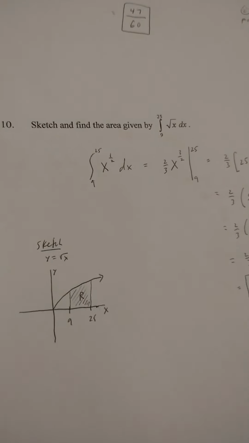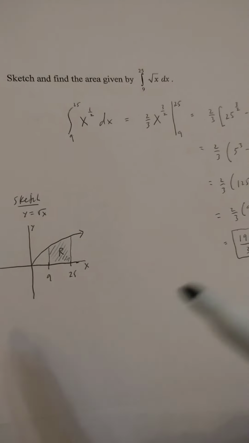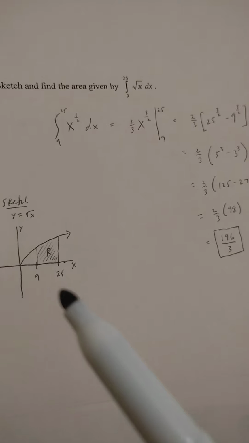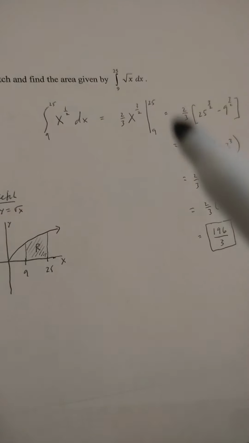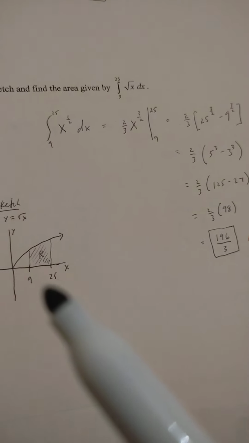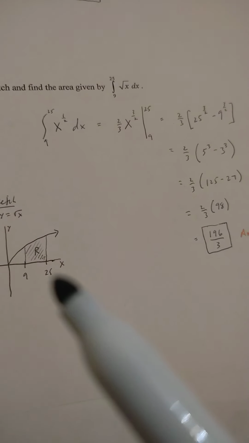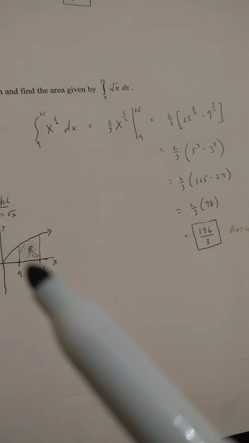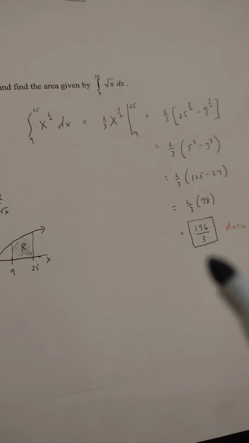And then since it says to sketch it, here's the graph. This is the graph of y equals the square root of x. From x equals 9 to 25, because those are our bounds, the area would be given by those in between those vertical lines, x equals 9 to x equals 25. There's the shaded region R. How many square units is this region R? 196 over 3.